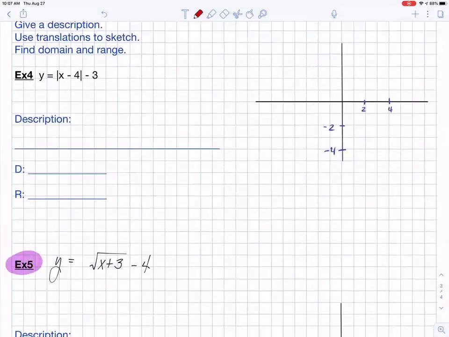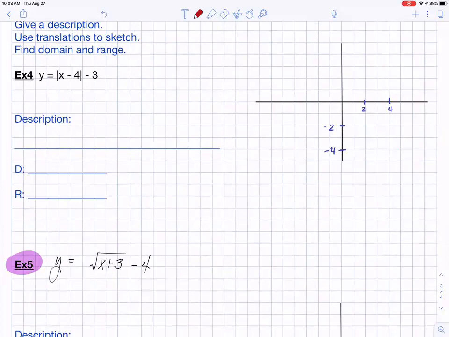All right, number 4 here. Actually, I'm not going to do number 4, I'm going to do number 5, but I need the directions before number 4 first. So the first thing is it says to give a description. So let's just stop right there. This is something that you're going to do in words, okay?